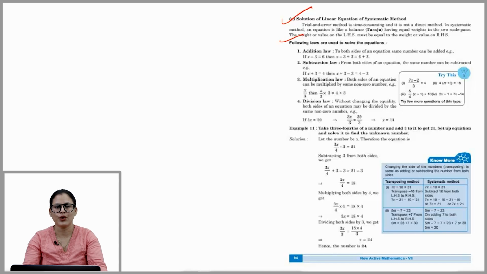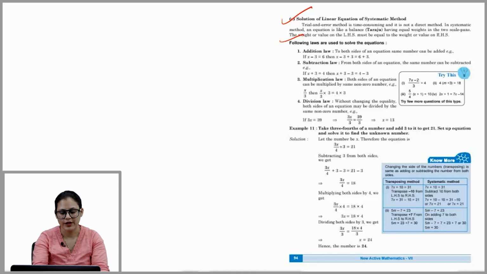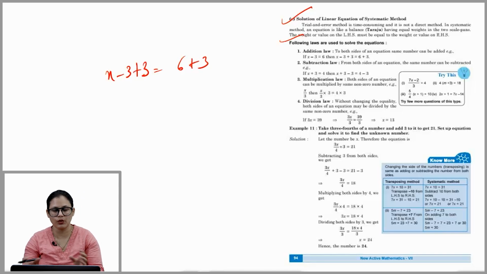Number 1, addition law. To both sides of an equation, the same number can be added. Example, if x minus 3 is equal to 6, then we can add 3 here and 3 here. Means we will add the number on both the sides. Okay. Number 2 is subtraction law. From both sides of the equation, the same number can be subtracted. Example, this equation is given, and now we are subtracting minus 3 from both sides.